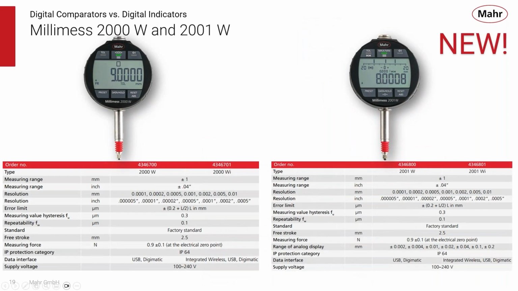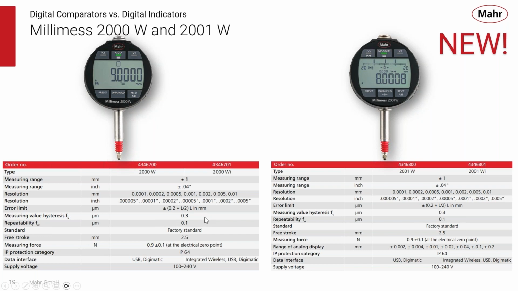Next up, we are going to have these two new gauges Mahr has on offer, the 2000 and 2001. These are some pretty slick little gauges. Again, you can see they have a tighter measuring range, plus or minus 1 millimeter. If you look at the error limit, you can see the error limit in this one is given as an equation. This 0.02 in the front is called the base accuracy. So that means the base accuracy of the movement is 0.02 of a micron. So very, very small.